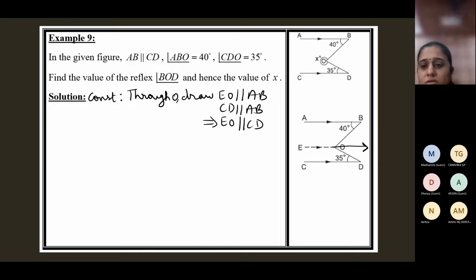Find the value of X. Okay, they want you to find the reflex of BOD. Reflex of BOD is this angle. BOD is this angle. Reflex of BOD is X. BOD is this angle, and reflex of BOD is this one. So whatever is the reflex of BOD, that is the value of X.